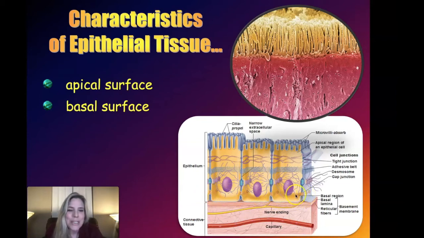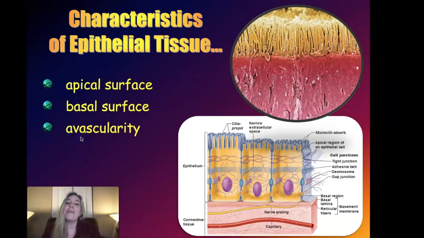So we'll get into more detail about this, but just know for now that epithelial cells have a top and a bottom. They have an apical region and a basal surface. Over here, you see a scanning electron micrograph of epithelial cells. And you can see here would be the apical surface over here. And the basal surface in this case has gotten cut off in the picture.